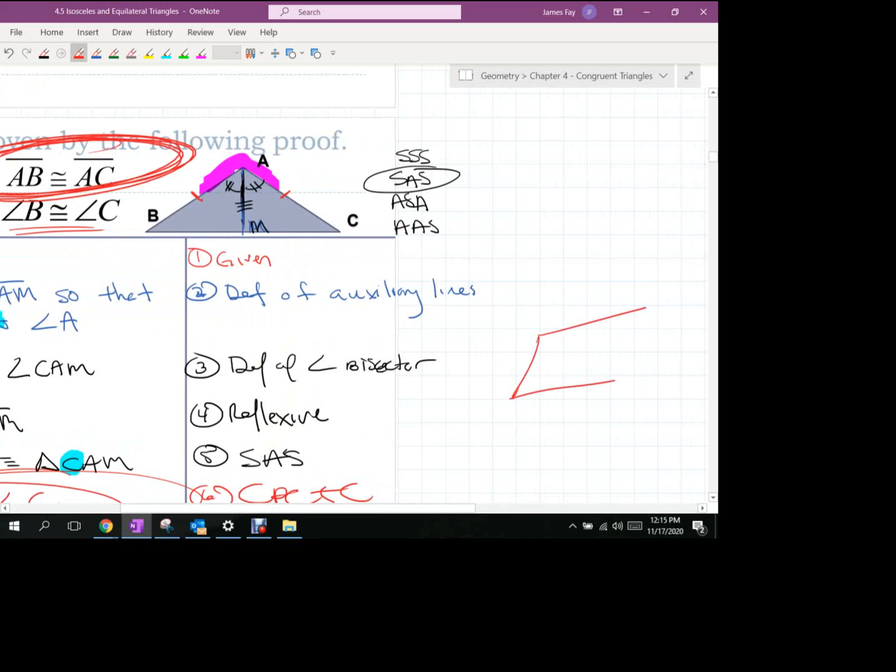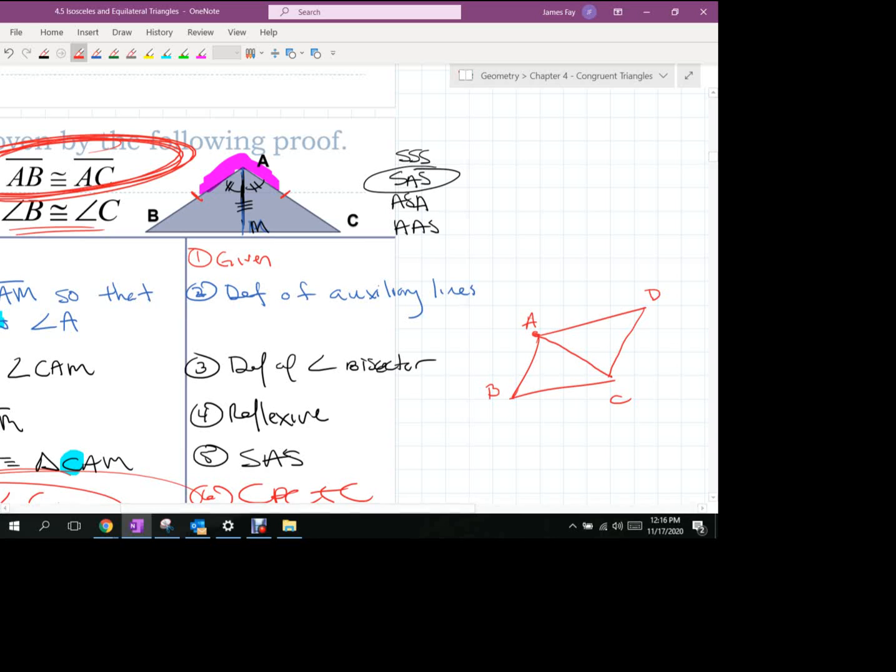a diagonal is a line that connects two vertices that are non-consecutive. So two vertices that are not one after another, right? So if I have points A, B, C, and D, if I look at vertex A, angle B would be consecutive to it. It's right next to it, right? D would be consecutive. C is non-consecutive. So that would be a diagonal. Does that make sense?